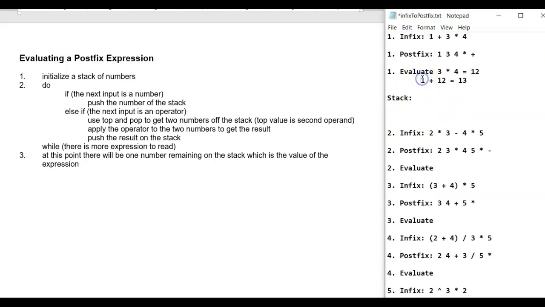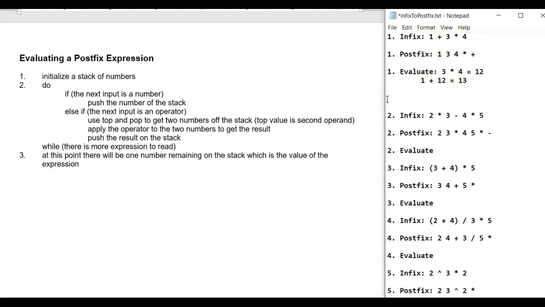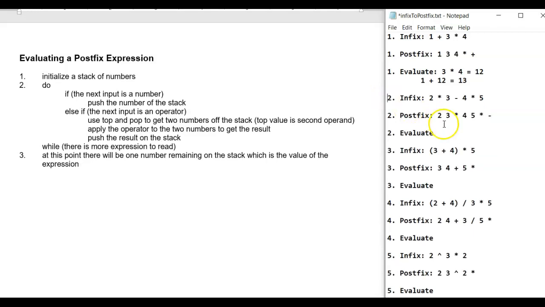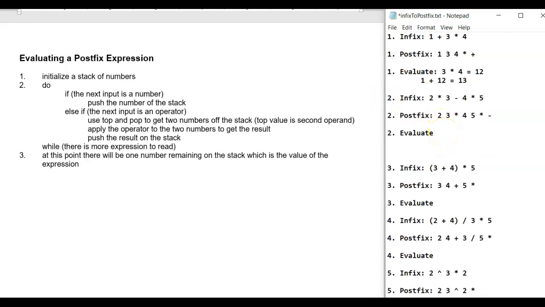So if we look at this, we should be getting the right answer, right? When we evaluate, initially we know that this is 12 plus 1 is 13, and that's the answer that we get, so that's good. But this is really relatively easy to do. So let's take a look at the next one.